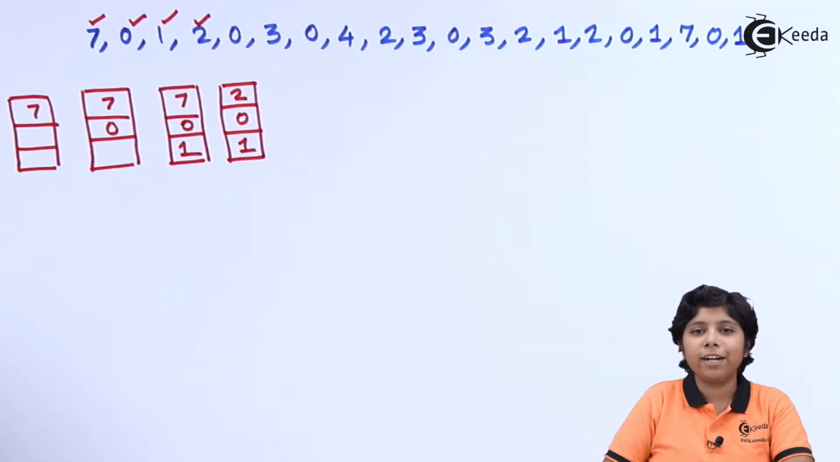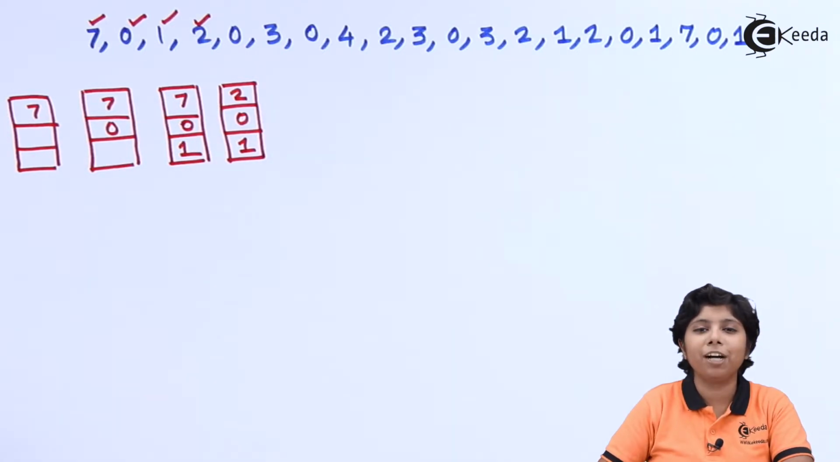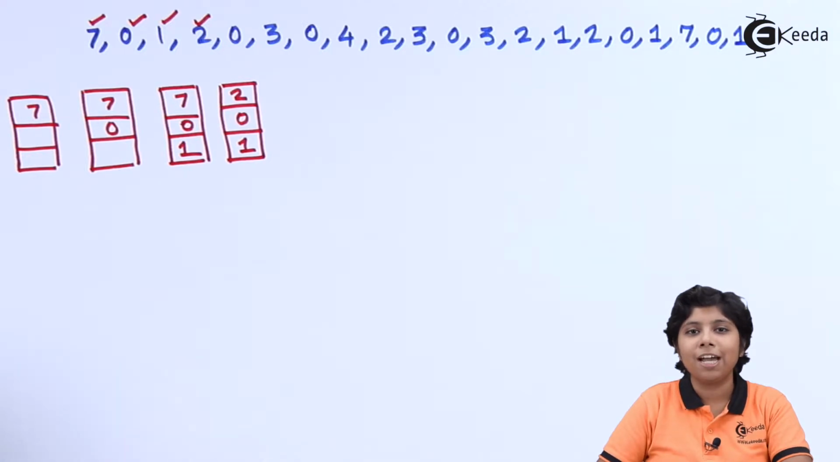Now next 0 is arriving. As 0 is already in the second frame, we will consider that no page fault is occurring. As we described previously, in a page replacement algorithm only the first instance of a page causes a fault, and other instances are considered as the page already being in the system. So for 0, there is no page fault.